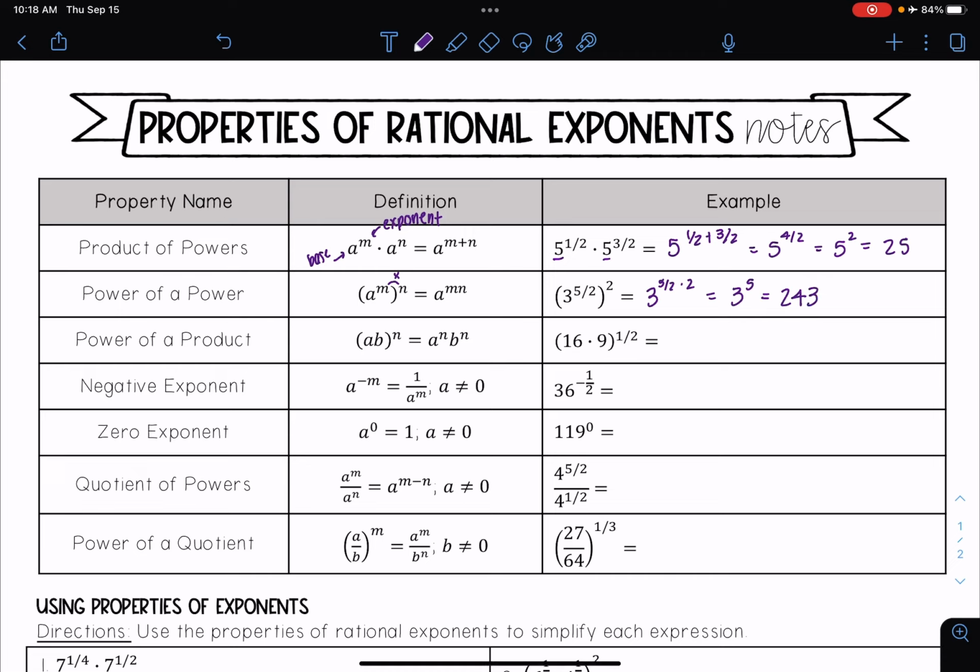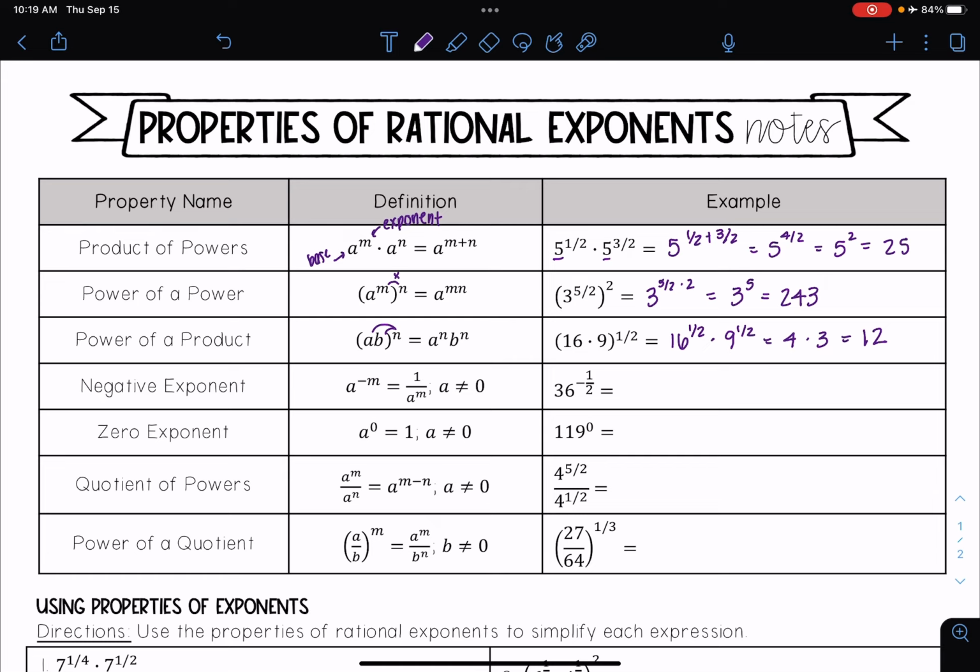I can also have power of a product, so that's when I have a times b all raised to the n power. And what I do here is when I have two things multiplied together in the parentheses and I'm raising it to the same power, I can distribute that power of n to both of those bases. So for instance, here I have 16 times 9 raised to the 1/2 power. This would be the same thing as 16 to the 1/2 power times 9 to the 1/2 power. Well, 16 to the 1/2 power is just equal to 4, because it's the same thing as taking the square root of 16. 9 to the 1/2 power is 3, and then 4 times 3, I get 12.